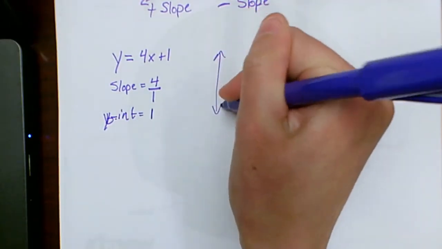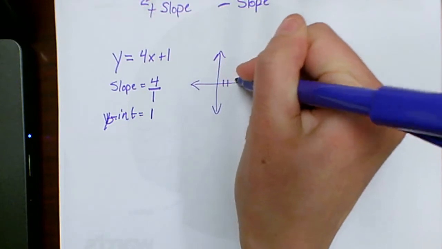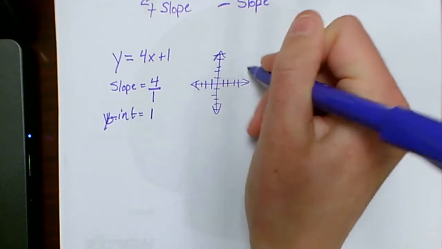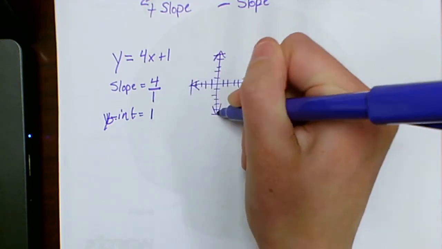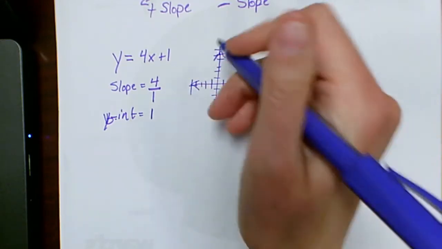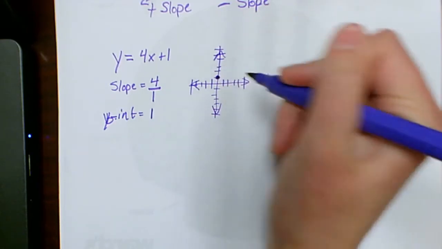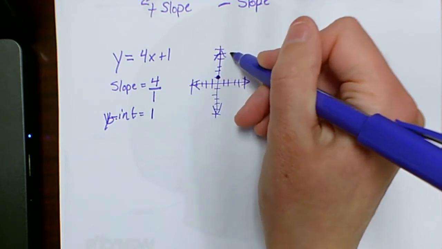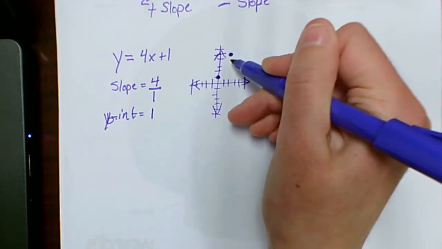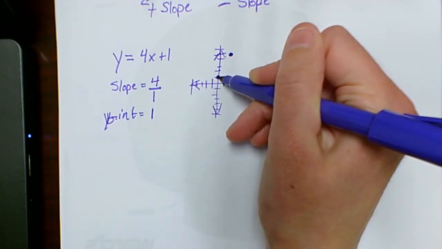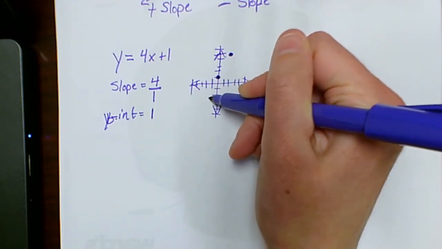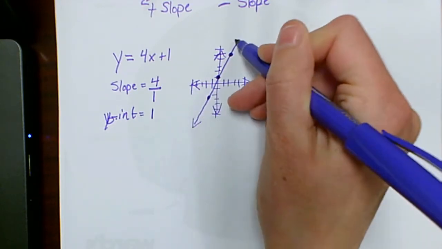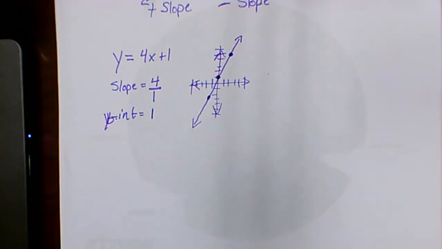So on our graph, and I realize I need more tick marks there, we are going to be at the intercept of 1 on our y-axis. That's our starting point. Then we're going to go up 1, 2, 3, 4, and right 1. And then I run out of room, but I can go back to my starting point and go down 1, 2, 3, 4, and left 1. So make sure you have at least 3 points and use a straight edge to create your line.